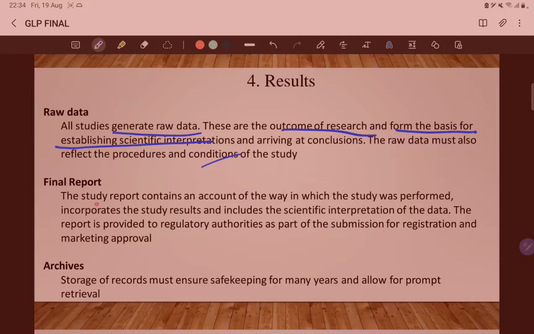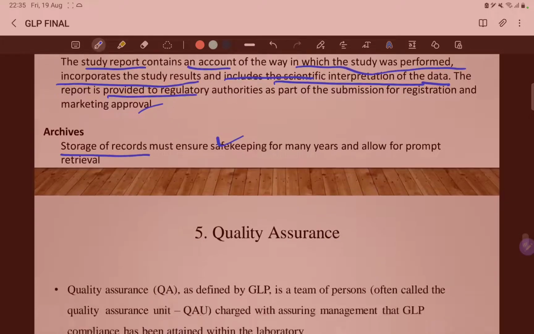Final report. The study report contains an account of the way in which the study was performed, incorporates the study results and includes the scientific interpretation of the data. The report is provided to regulatory authorities as part of the submission for registration and marketing approval. Archives: the storage of records must ensure safekeeping for many years and allow prompt retrieval.